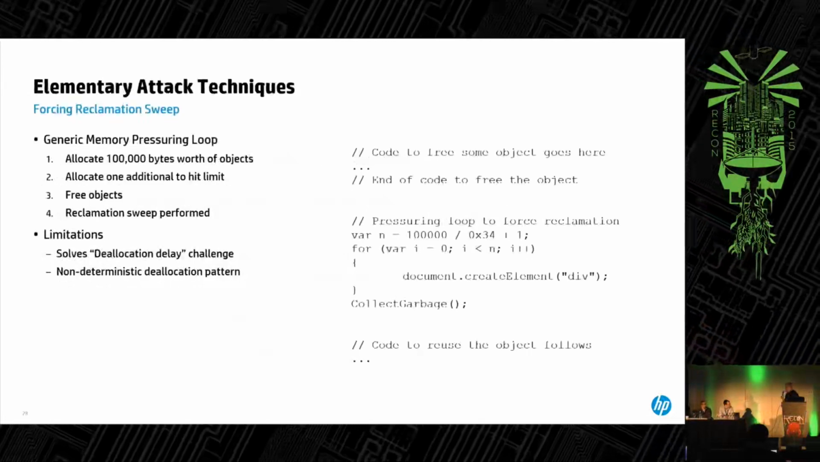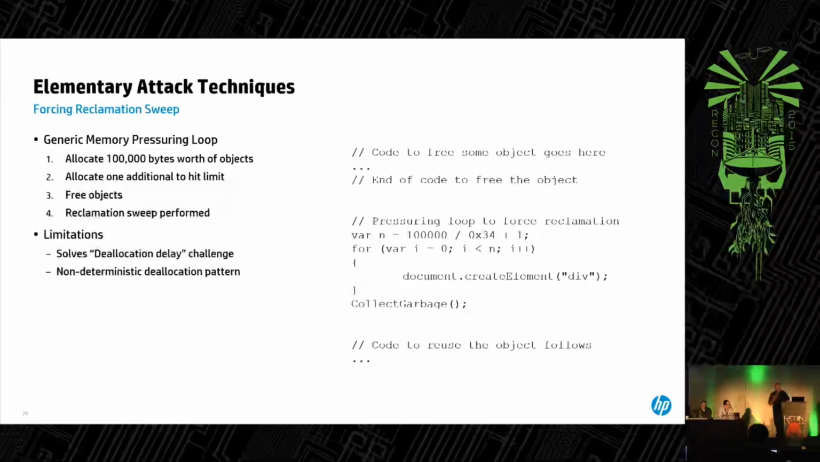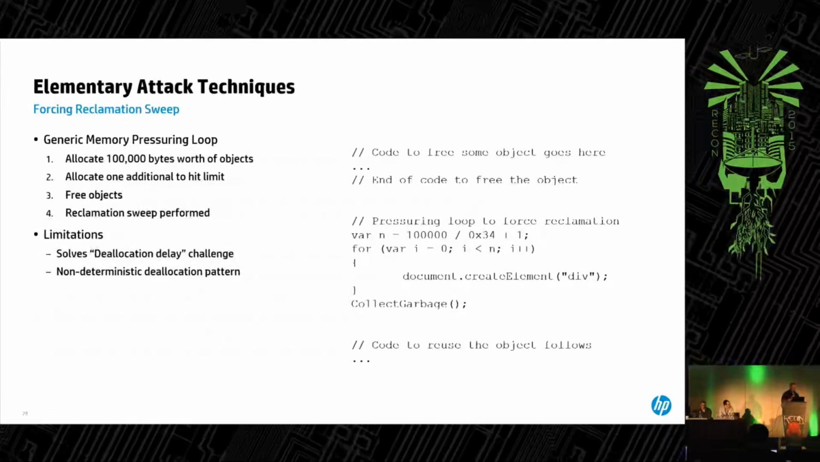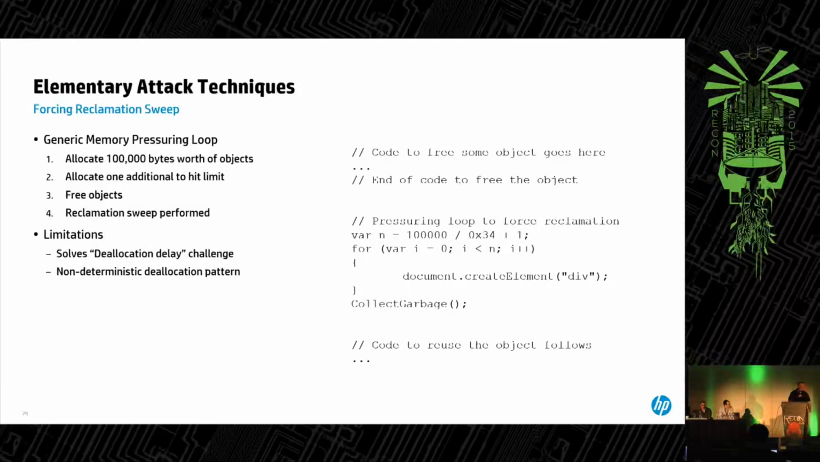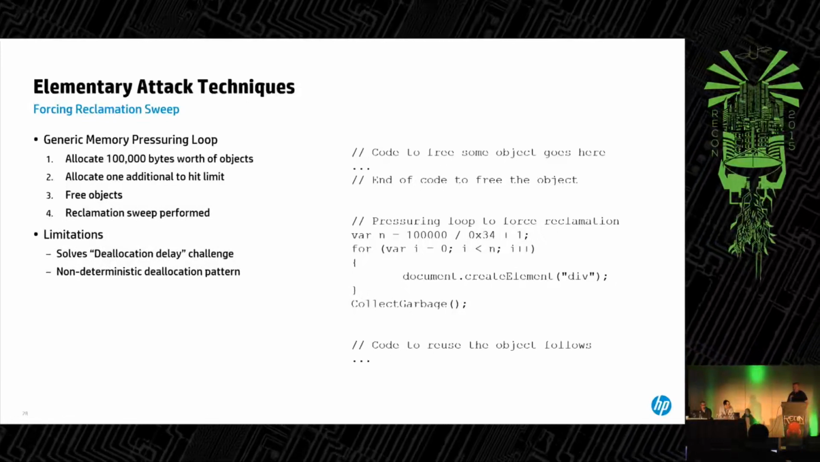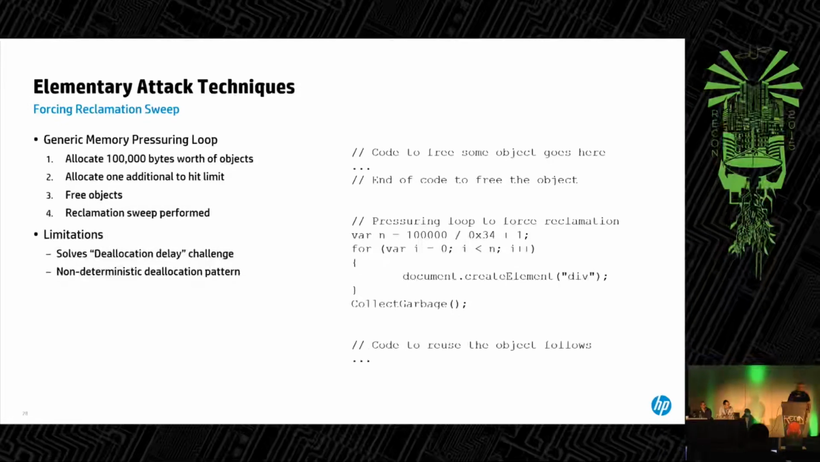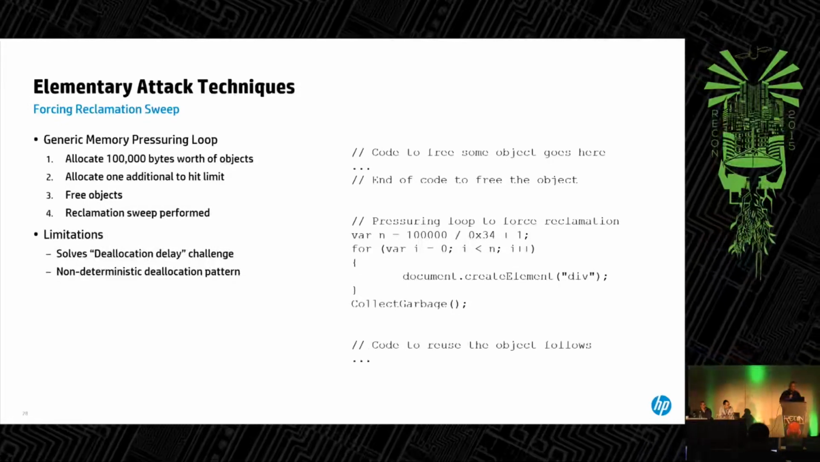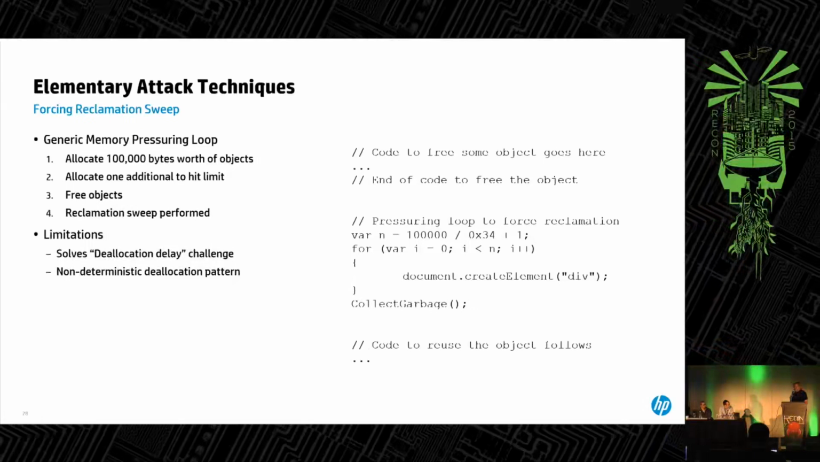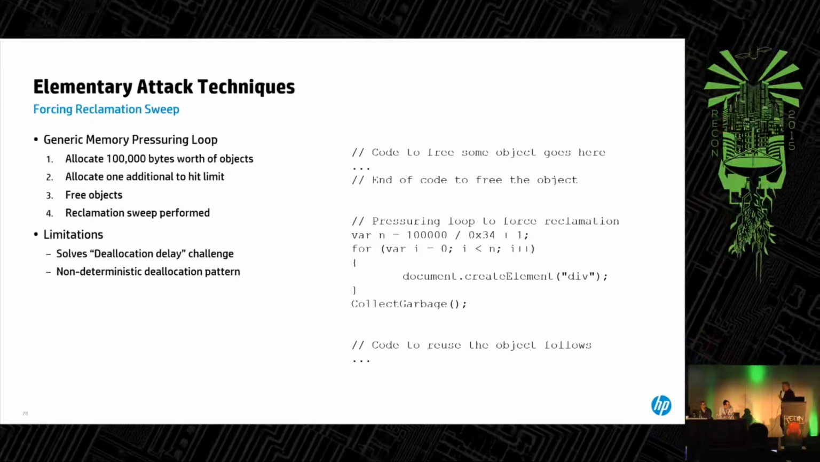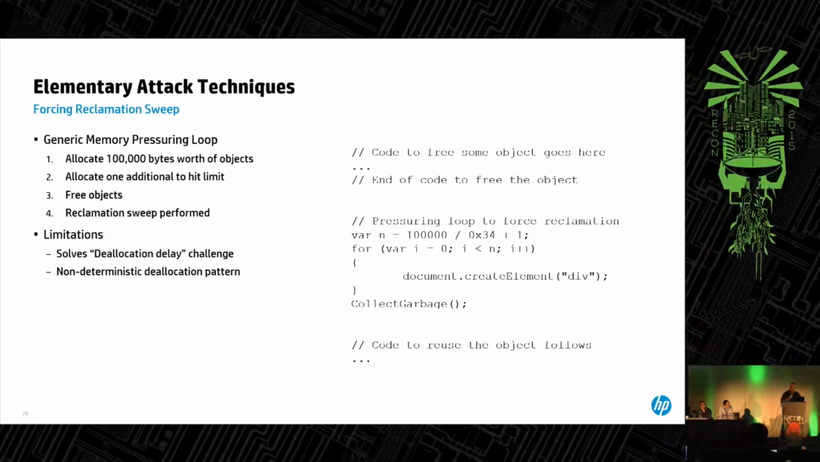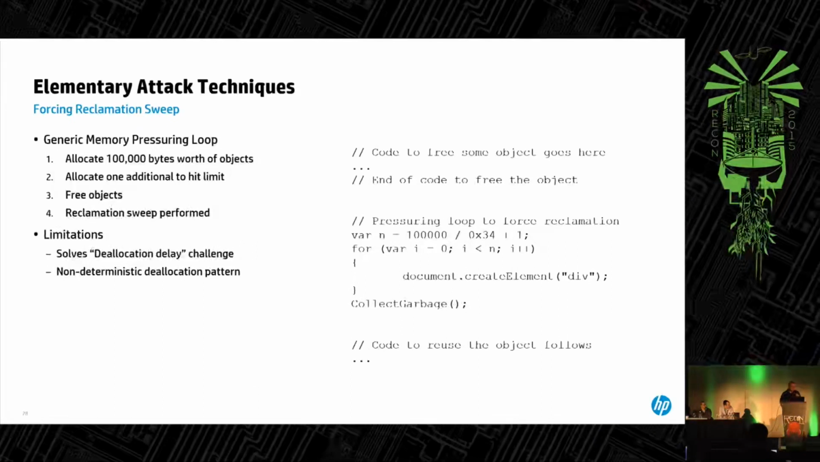So what can we do? Well, the first elementary attack technique is the generic memory pressuring loop that's been used in use after frees for a long time to force garbage collection, where we'd allocate over 100,000 bytes worth of objects, and then we would free them, force reclamation, and clear it out. That definitely defeats the deallocation delay challenge, but it doesn't stop the non-determinism challenge that exists due to memory protection.